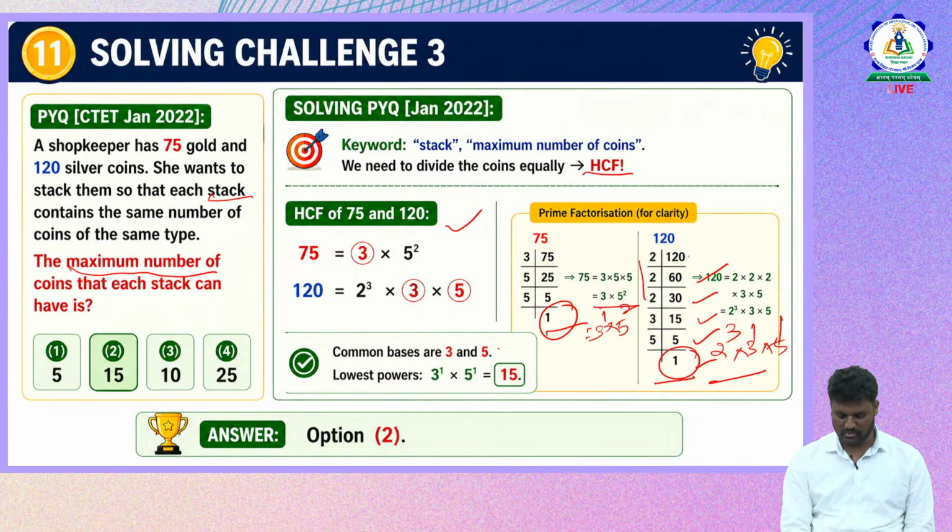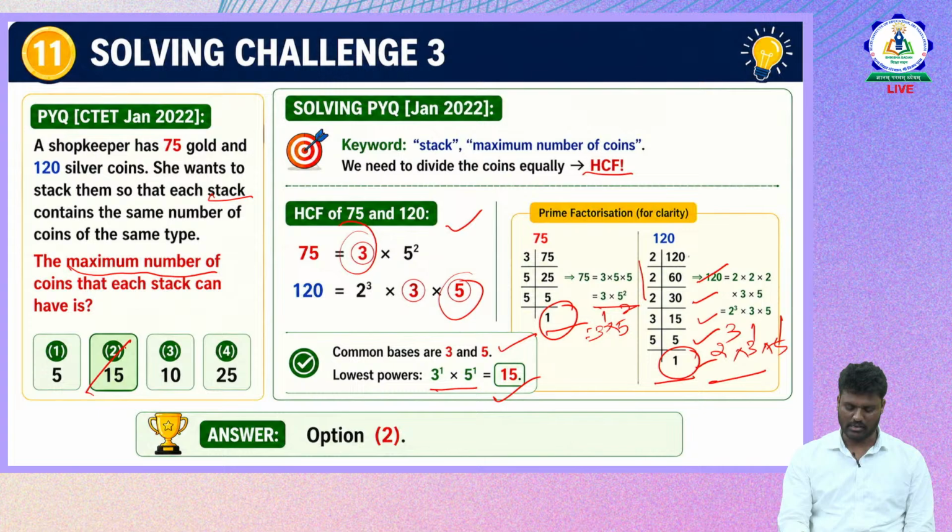So the common bases are 3 and 5, and what are the lowest powers here? 3 is 3 to the power of 1, and 5 is 5 to the power of 1. These are the lowest powers for the HCF of 75 and 120. When you simplify this, you will get 15. So what is the answer here? Option 2, 15, is the answer.